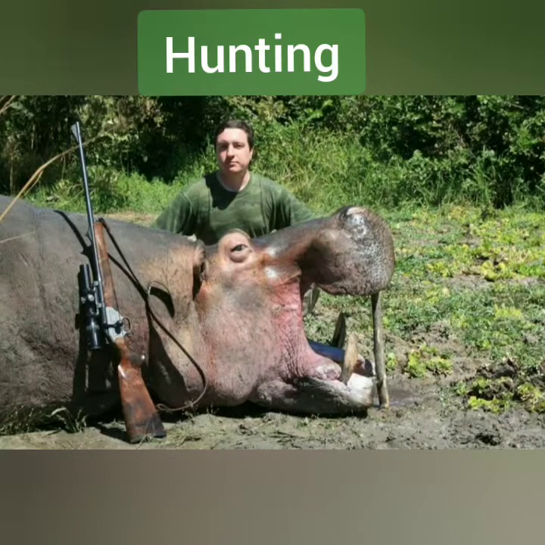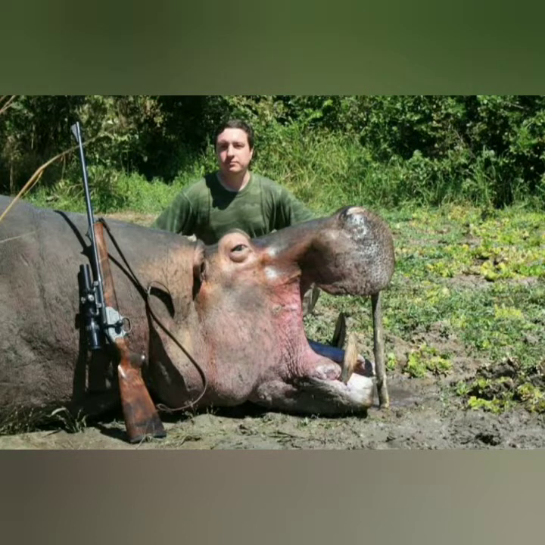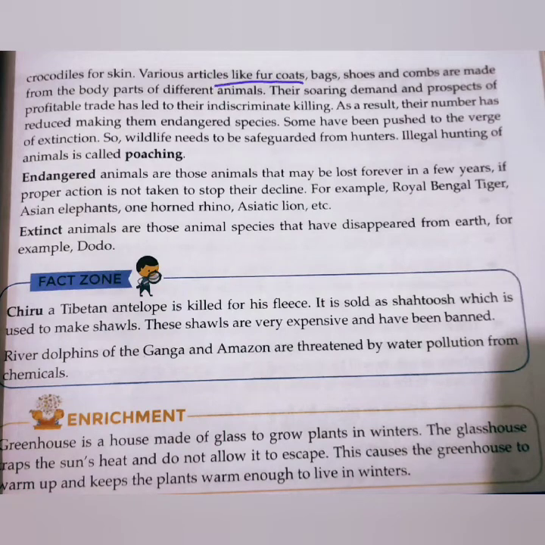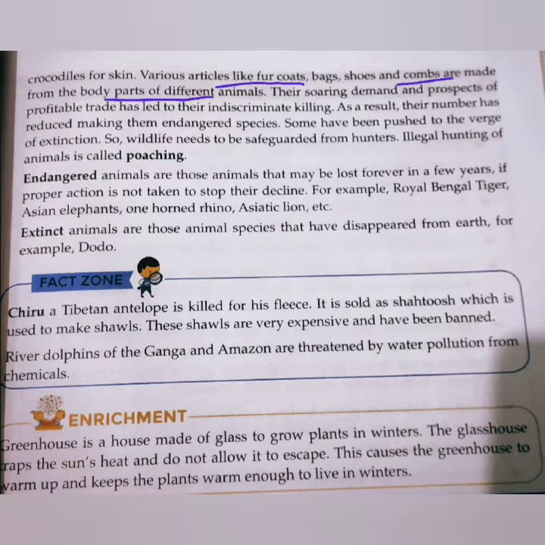The next reason is hunting. We know that forests are home to many animals. Animals like tigers and leopards are hunted for their skin, rhinos for their horns, elephants for tusks, and camels, snakes and crocodiles for their skin. Various articles like fur coats, bags, shoes and combs are made from the body parts of different animals. That's why they are being killed, as a result of which their numbers have reduced, making them endangered species.